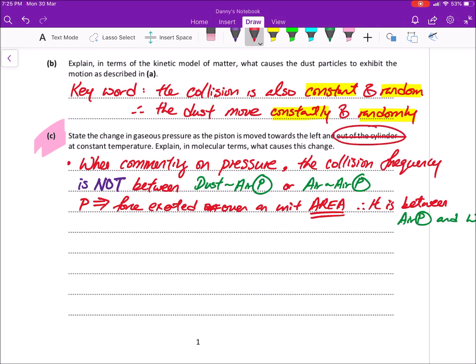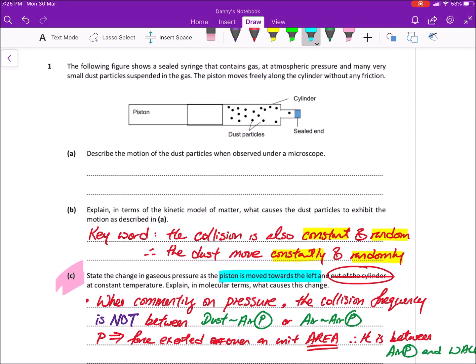It need not go outside of the cylinder, so you can cancel that. Be very careful, we are talking about the piston going to the left. So if you refer to the diagram, the piston will go to the left. It means that this part here, the yellow part, after you pull the piston to the left, will become larger.